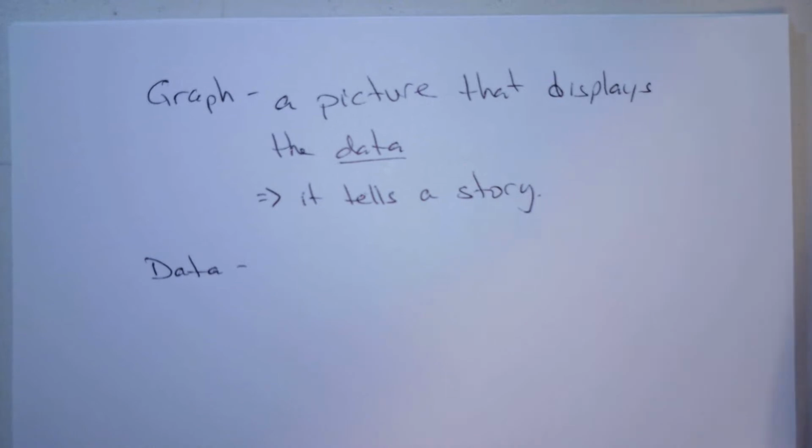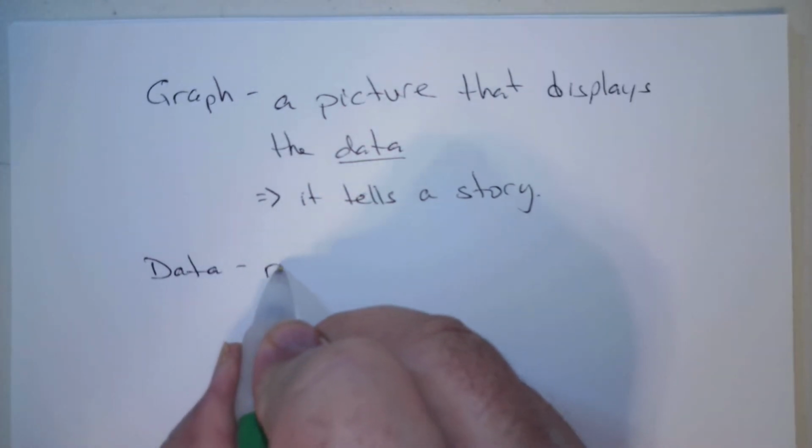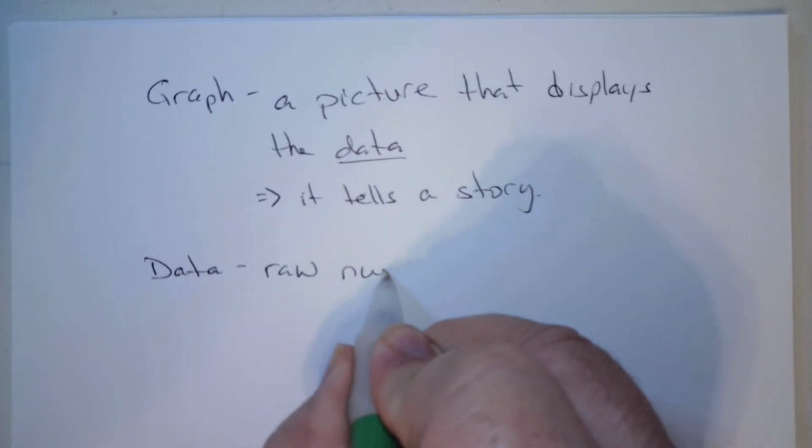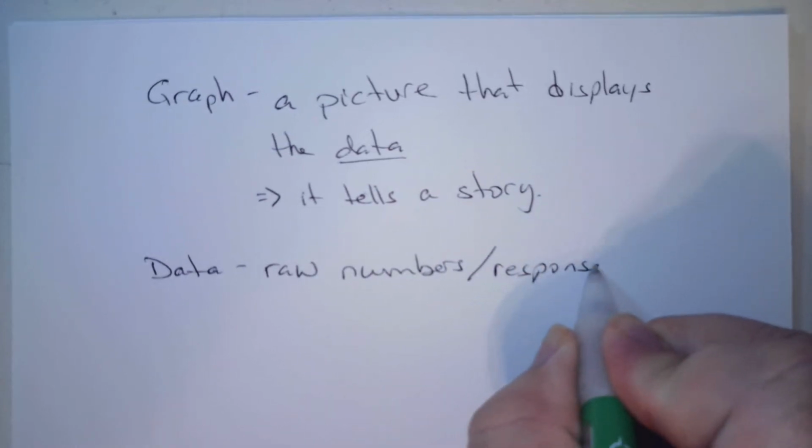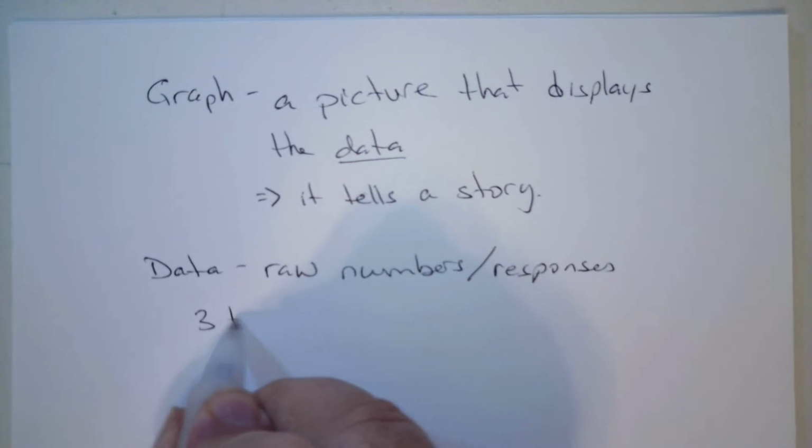Okay, now first let me just distinguish data versus information. Data is the responses, the solutions, the answers we get to our surveys. Once we collect all these numbers, that's data. Once we process it and make it into something, then it becomes information. So data is simply the raw numbers that we get. The responses.